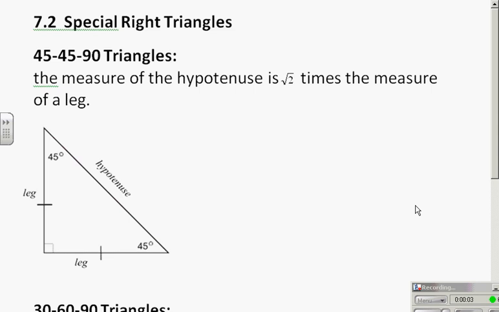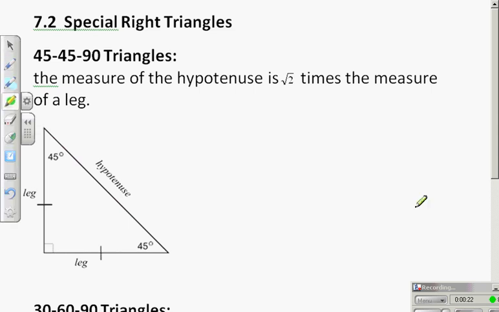7.2 is going to get into some special cases of right triangles, and these are really shortcuts. The Pythagorean theorem always works for every right triangle, but you always have to know two sides. So what these special right triangle rules do is they allow us, in certain cases, to get by with only knowing one side and still solving.